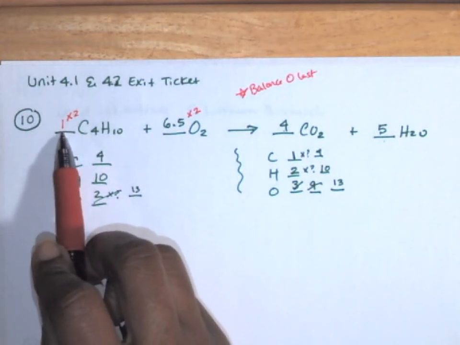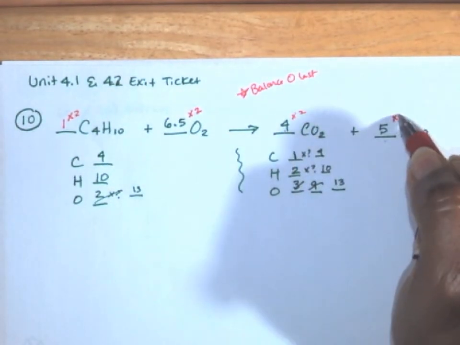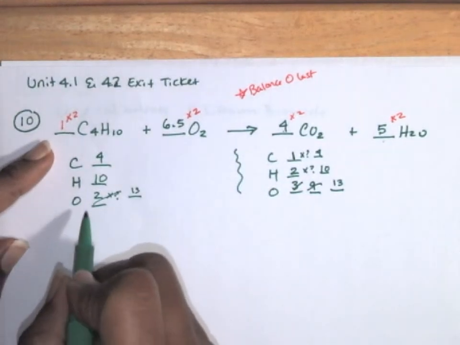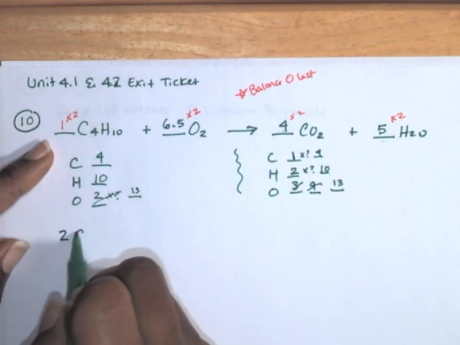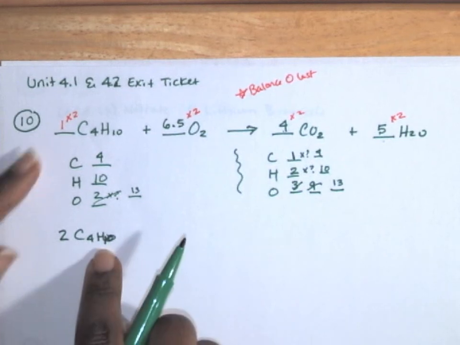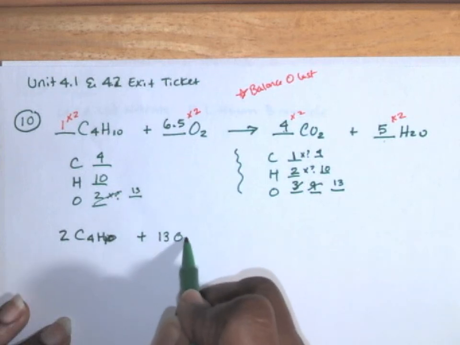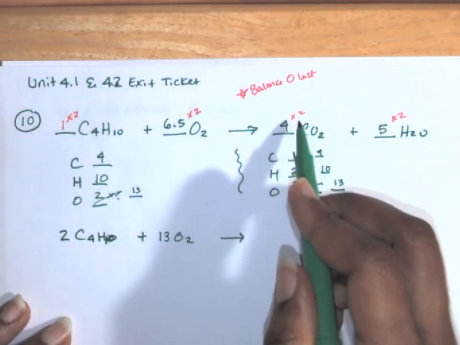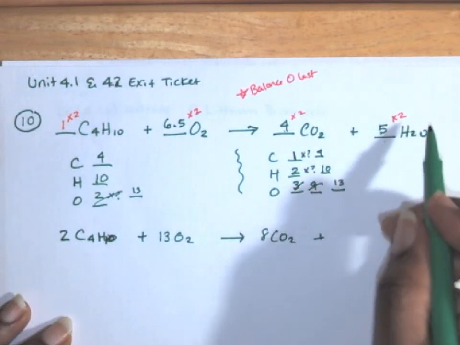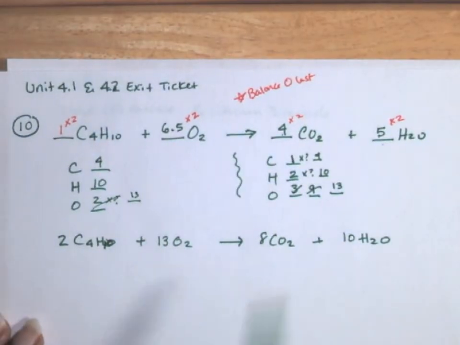So over here I had an invisible 1, so that's 1 times 2, 6.5 times 2, 4 times 2, and 5 times 2. So when I go ahead and rewrite this, my final balanced equation is going to be 2 C4H10, that's a 10 there, plus 6.5 times 2 is 13 O2, goes to form 4 times 2, which is 8 CO2, plus 5 times 2, which is 10 H2O. Okay, all right, so this is the final balanced equation.